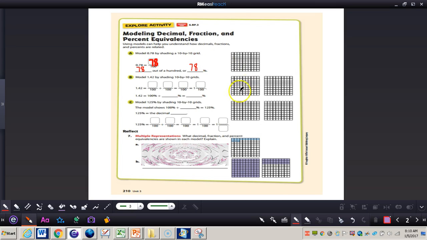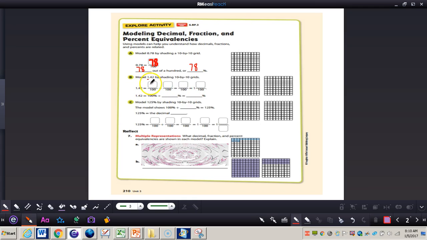So the first thing you'll need to do, since we have one whole, this first square will need to be completely shaded in. So all 100 of these will be shaded in. So we can see that. And then 42/100ths means I'm going to have to shade in 42 out of the 100 on my second grid. So shade in the whole entire first grid, the whole thing, and then 42 out of the 100 over here on the second one.